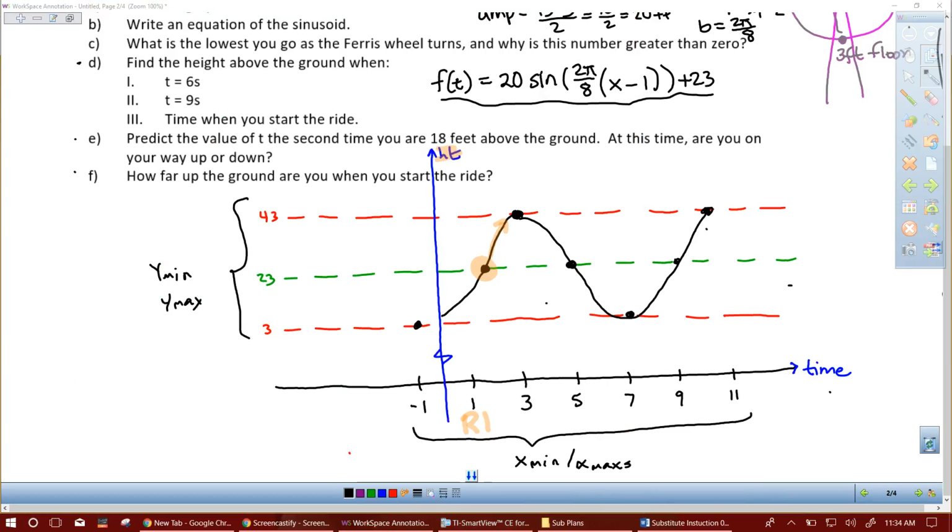Now, I'm trying to answer question D1, D2, and D3. So in this problem, it told me a time. Remember that time is t, so I put x right there, but I'm just going to make it a t. That would be like me plugging in a 6 or me plugging in a 9, or for the time I start the ride, that would be when I plug in a 0. Well, since I have this in my grapher, I can just use my trace.